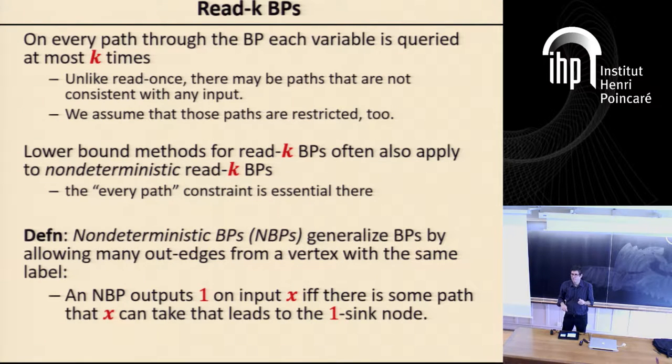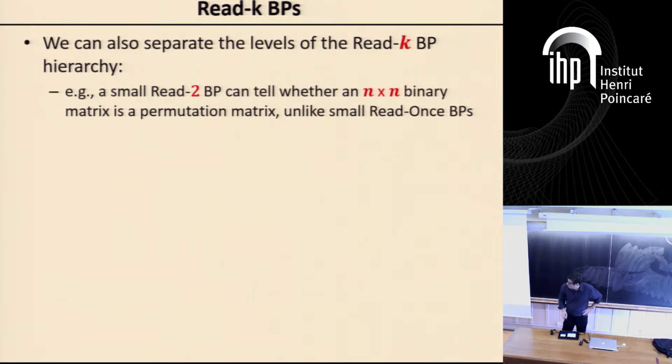Okay? And so the lower bound techniques will actually apply to these non-deterministic machines. So in read-k branching programs, we can also separate levels of the hierarchy. As you get more k, there are more functions you can do. Recall that permutation function where we had row and column, which on a read-once branching program had to be big.